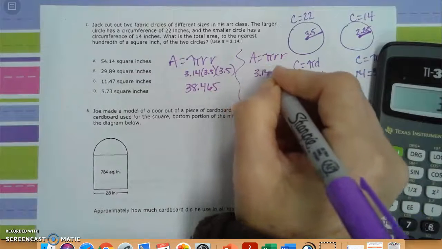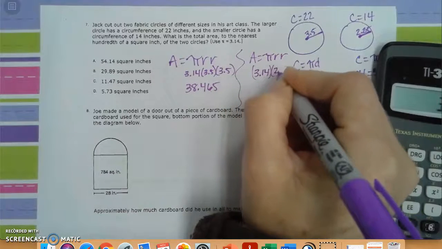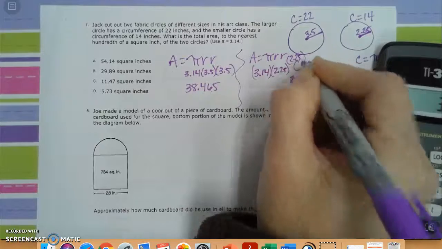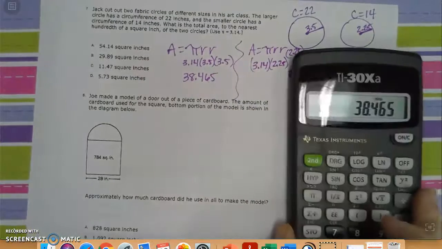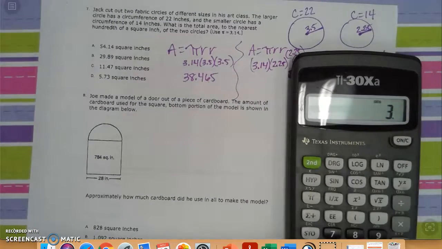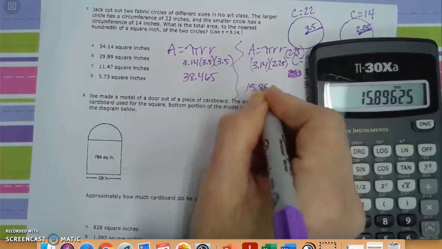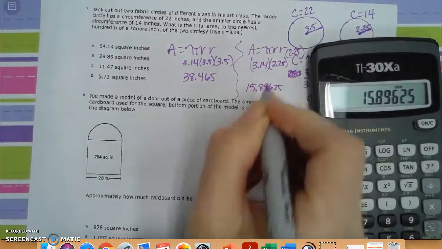I'm going to have an extra 2.25 and then 2.25. Oh gracious, I'm running it all together. Hope y'all can keep up with this. So 3.14 times 2.25 times 2.25, and I get 15.896, a whole lot of decimals.